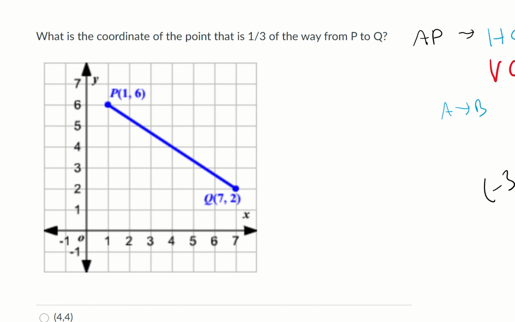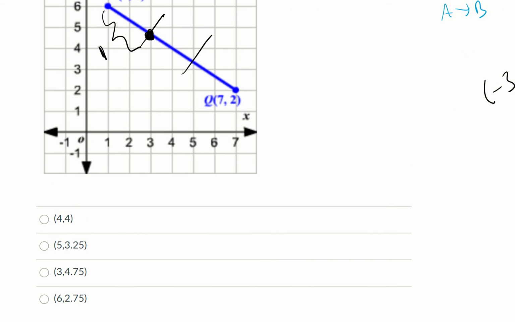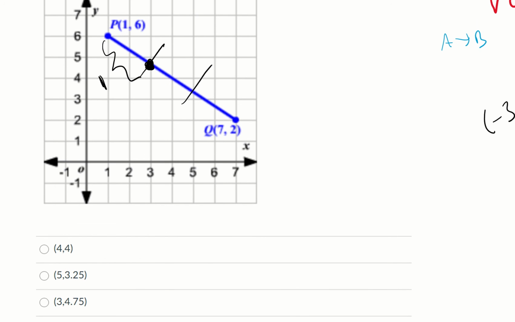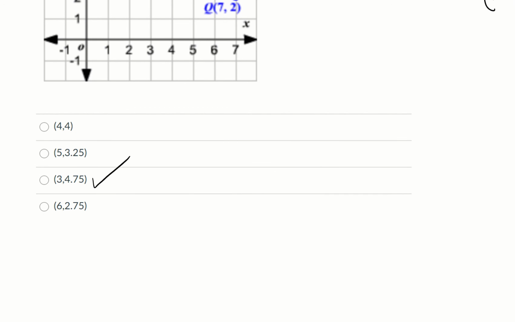So what is the last one? What is the coordinate of the point P that is 1/3 of the way from P to Q? So 1/3 of the way. So that means that we're going to divide this into 3 pieces, right? So that means I'm going to slice it 2 ways, maybe like this. And we want 1/3 of the way from point P. So our point is going to be somewhere around there, okay? You look at it, it looks like 3 and a little bit below 5. So it looks like this.